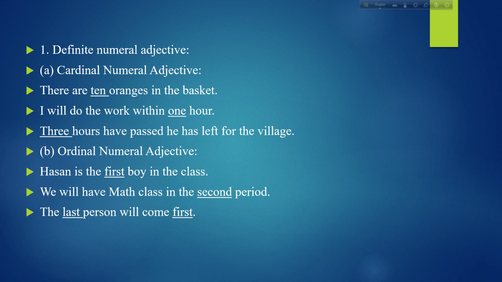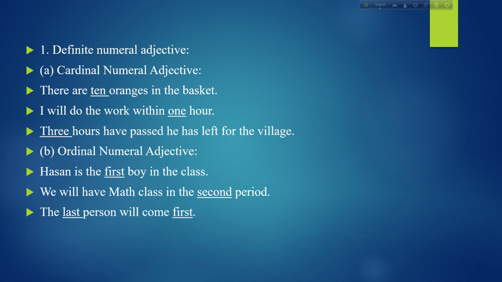Now the definite numeral adjectives, they are of 3 kinds: cardinal numeral adjective, ordinal numeral adjective, and multiplicative numeral. So first one, cardinal numeral adjective, that is 1, 2, 3, 4. There are 10 oranges in the basket. I will do the work within 1 hour. 3 hours have passed. He has left for the village. So here 10, 1, 3, these are cardinal numeral adjectives.